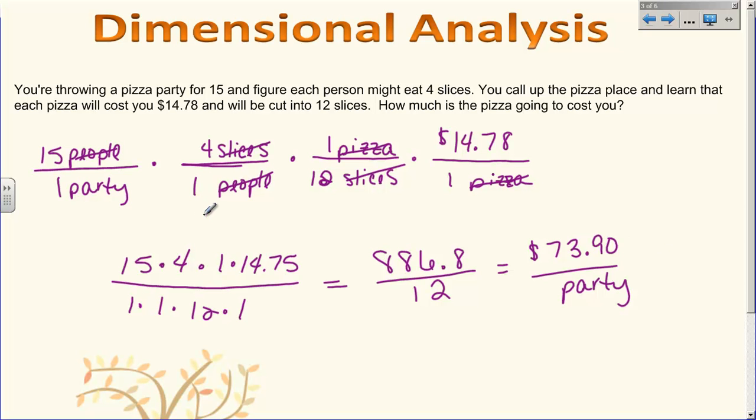But the reason for the dimensional analysis is to convert. And in this case, I was converting the number of slices of pizza and the number of people to the cost for the party, how much I'm going to have to spend on pizza. So there is a dimensional analysis example. We will have some more when you come to class.